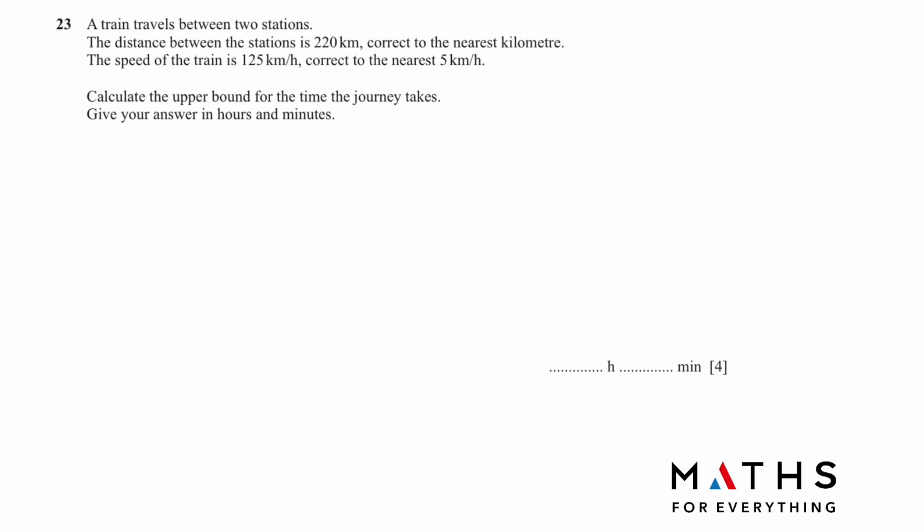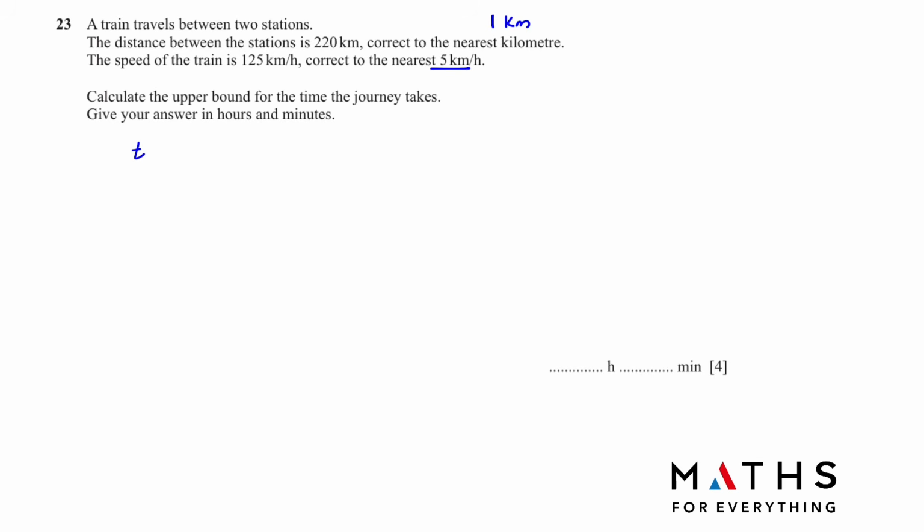A train travels between two stations. The distance between the stations is 220 kilometer. Correct to the nearest kilometer means 1 kilometer. And the speed of the train is 125 kilometer per hour, nearest to the 5 kilometer per hour. Calculate the upper bound for the time the journey takes.